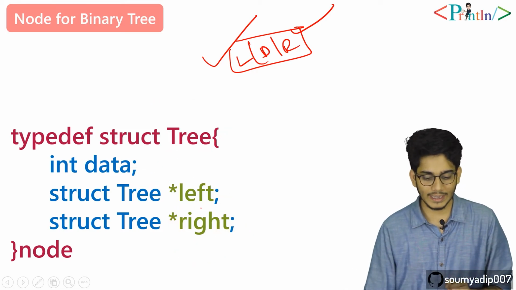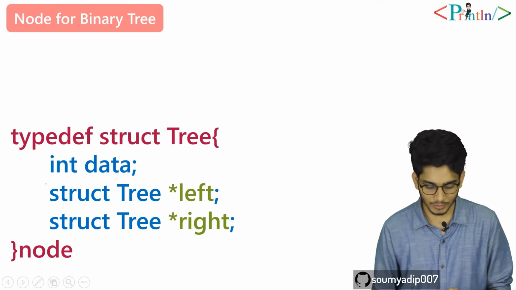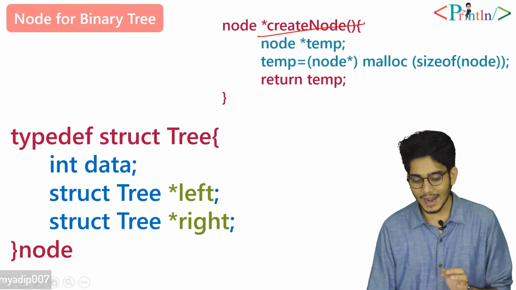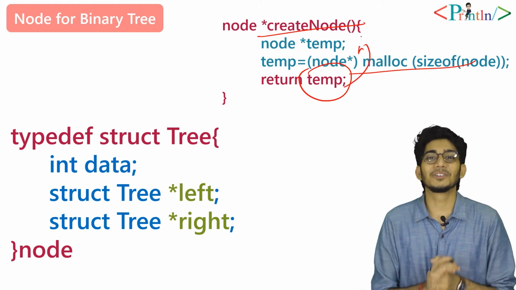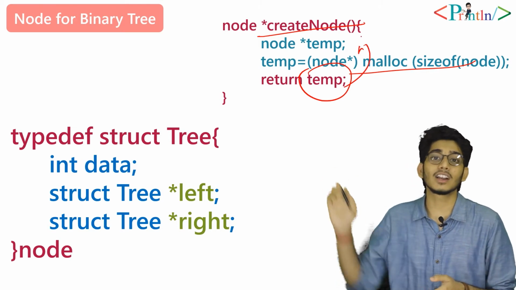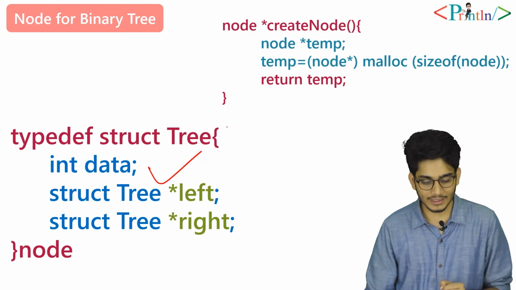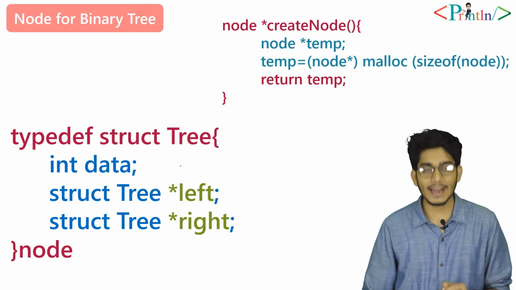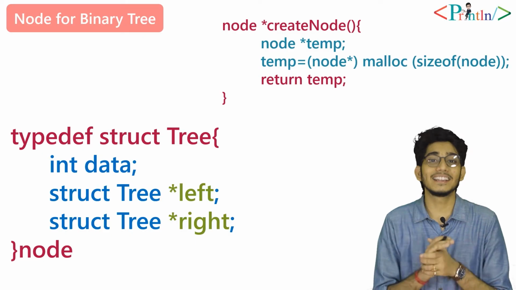Now we'll talk about how we can allocate the memory for this node. We'll just call the create node function, allocate the memory and return the value. If you don't know how to allocate memory, just click on the I button and watch this video first. So this is how we have to declare a structure, then allocate the memory, and after that we'll create the links. Now we'll see how we can implement this in our code.